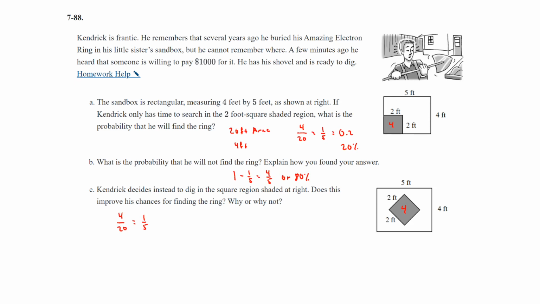So does this improve his chances? No. It is still going to be 4 feet over a total of 20 feet. So once again, that's still 1/5 or 20%. Because once again, this area did not change from this area up here, so the probability is not going to change. Question 89. What is the 50th term in this sequence?